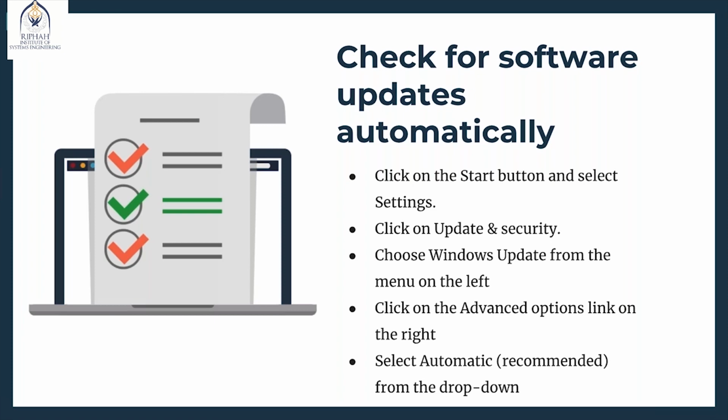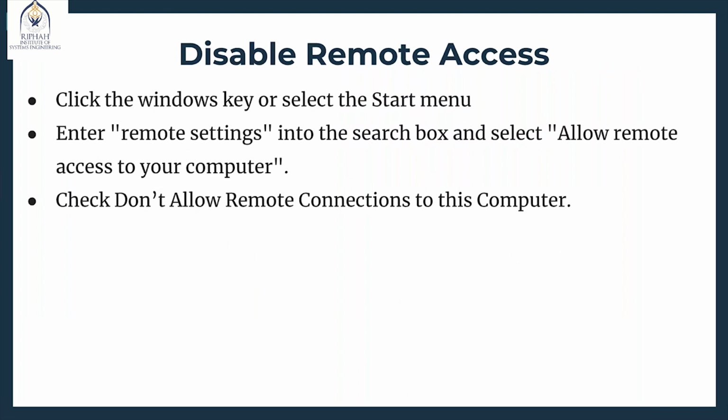Choose Windows Update from the menu on the left, assuming it's not already selected. Click on the Advanced Options link on the right-hand side, which will open a window titled Choose How Updates Are Installed. Select Automatic, which is the recommended setting, from the drop-down. Check Give me updates for other Microsoft products when I update Windows. This will install any updates for other Microsoft products, such as Microsoft Office. Do not check the Defer Upgrades option. This will allow downloads to proceed as soon as they are available, and will ensure that any security patches are installed without delay.